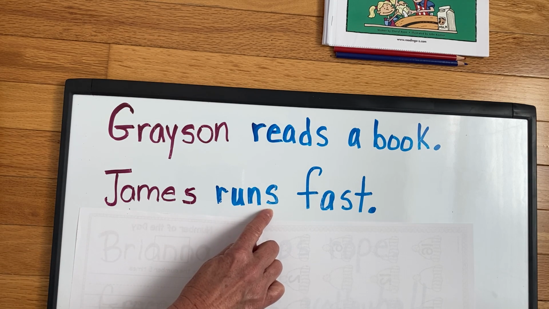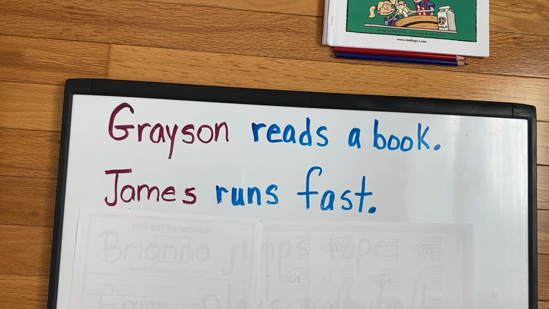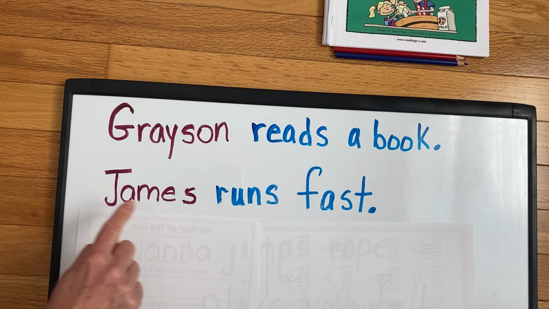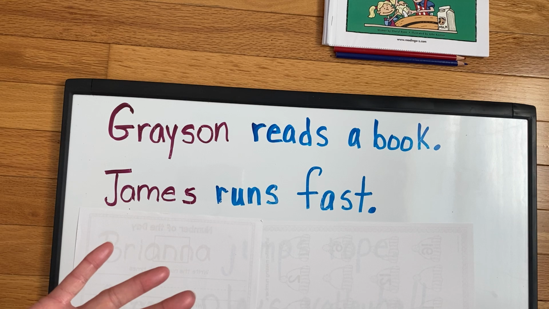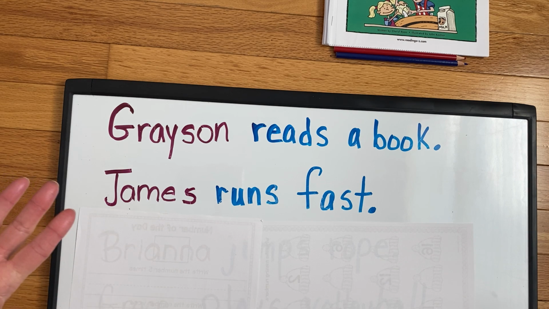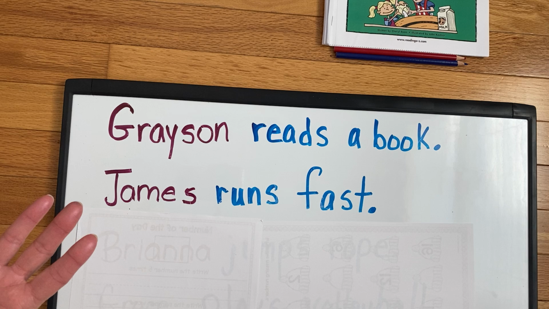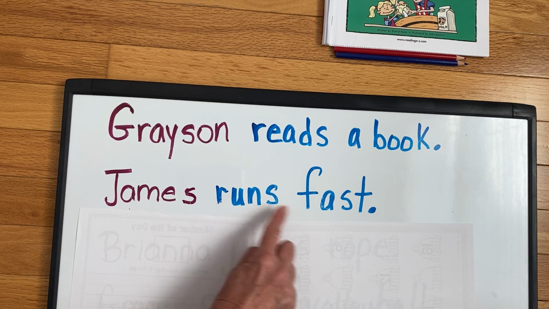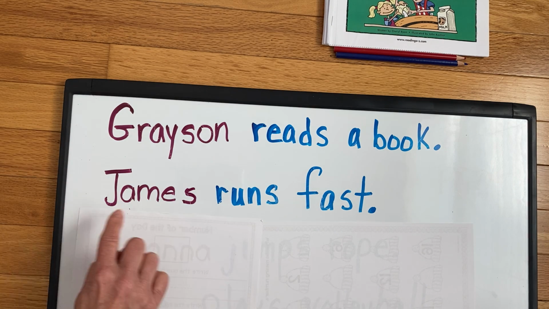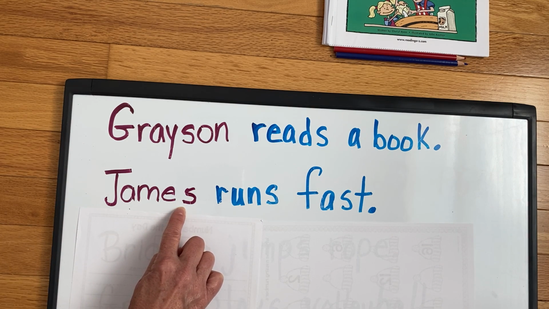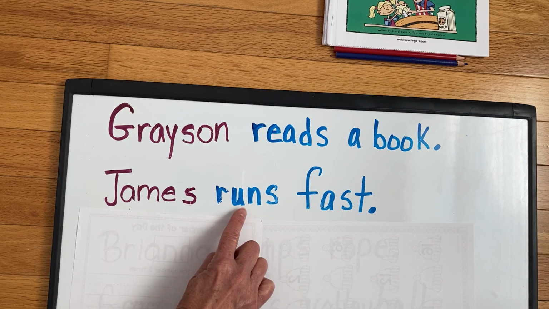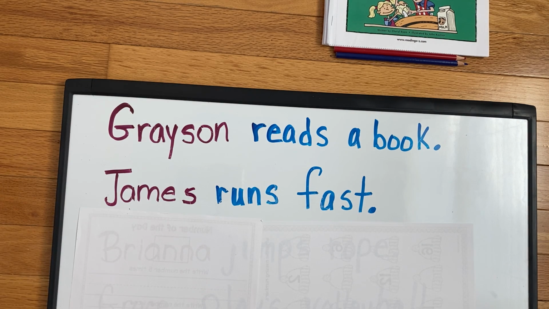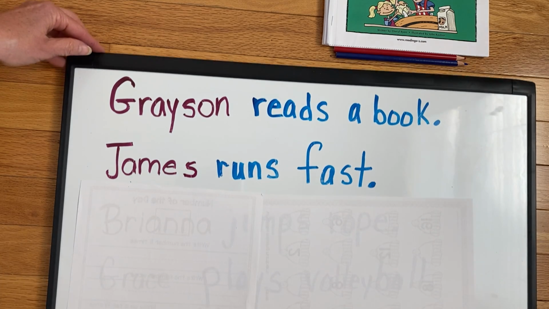James runs fast. So if I were to ask you, who is this sentence about? That's right, it's about James. And what do we know about James? What is the sentence telling us that James can do? That's exactly right, boys and girls, that he runs fast. So we have the naming part, which is James, and runs fast is our telling part. All right, let's do a few more.